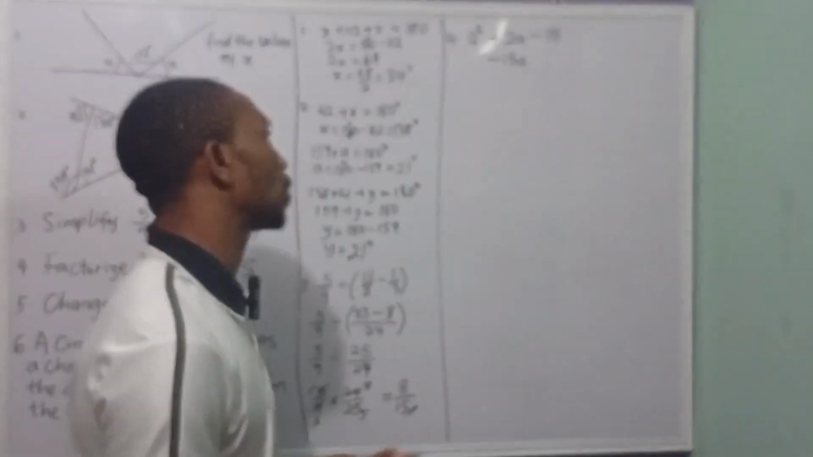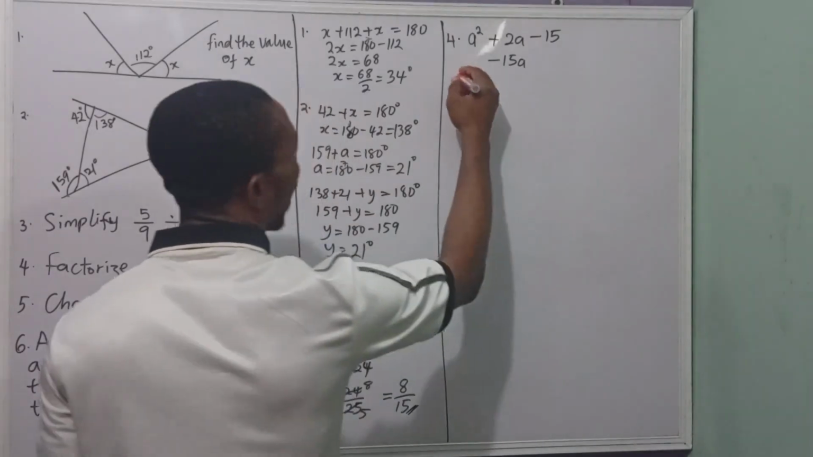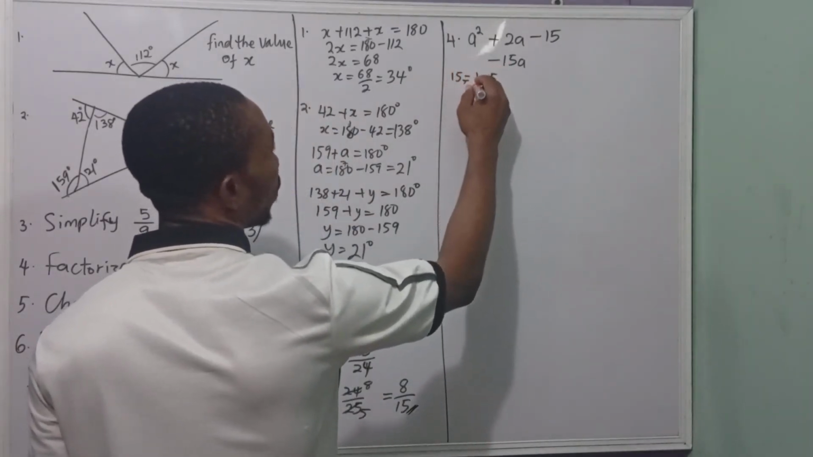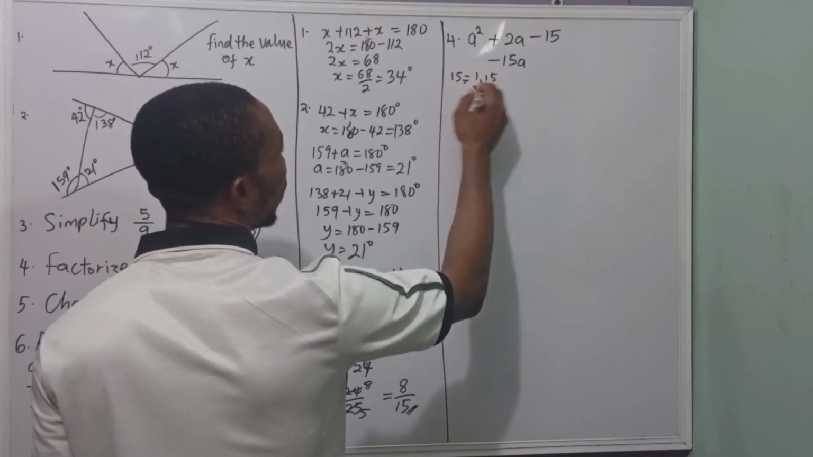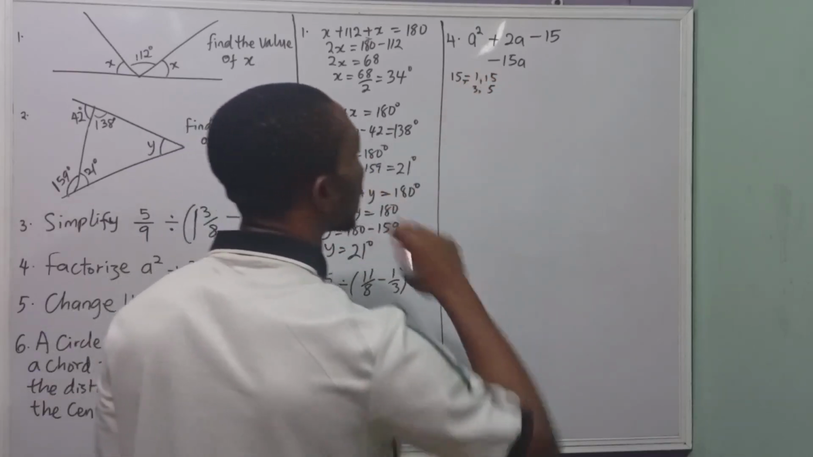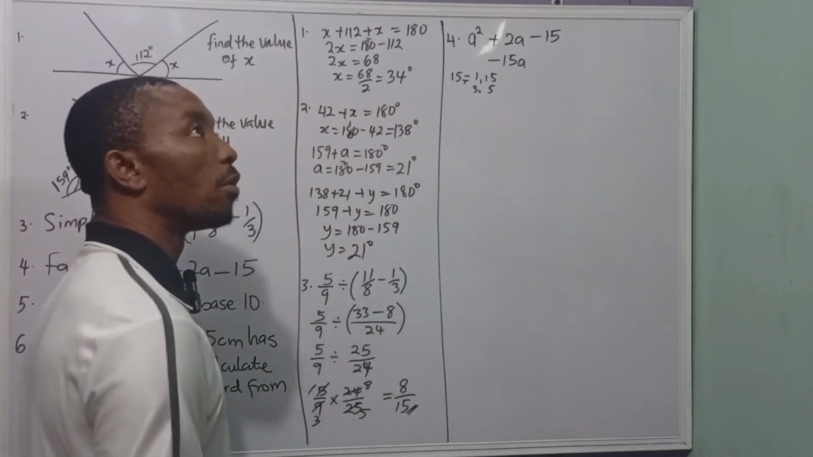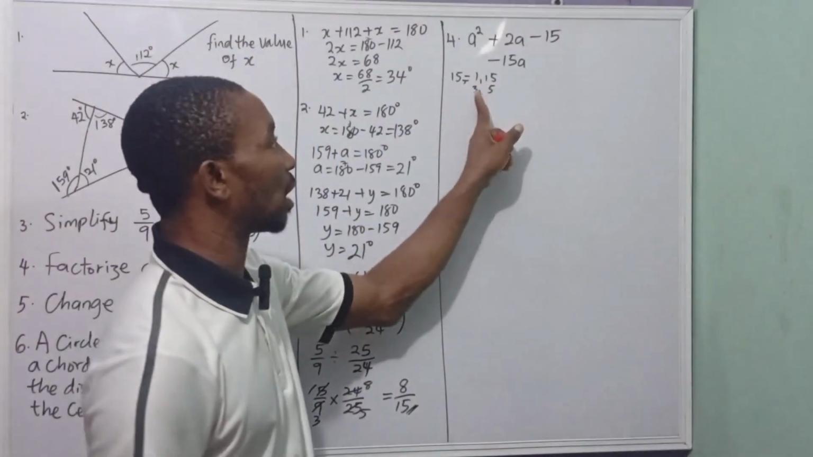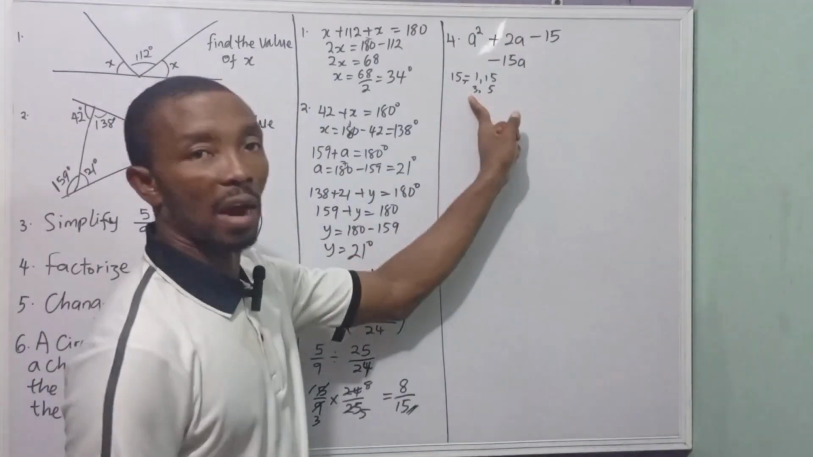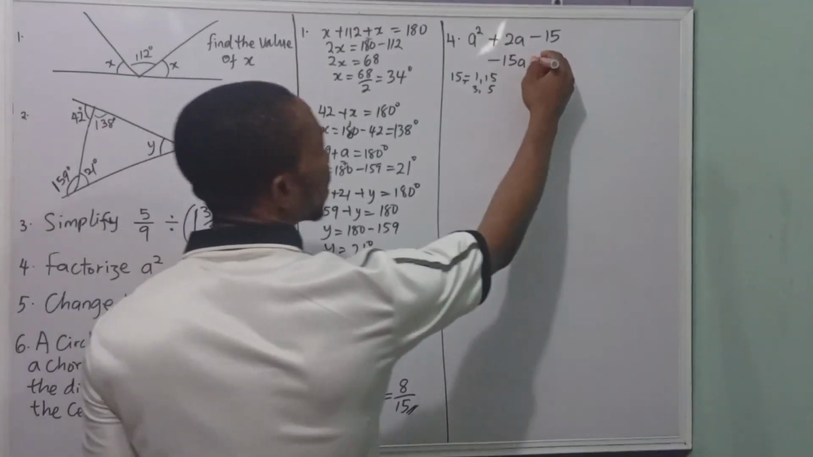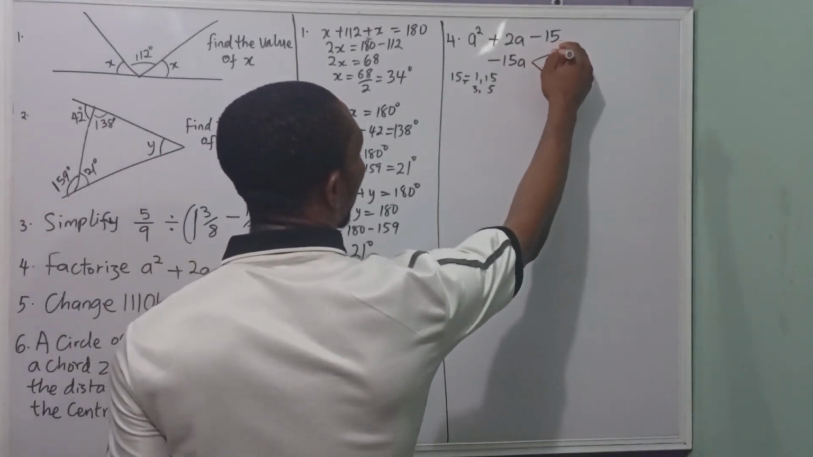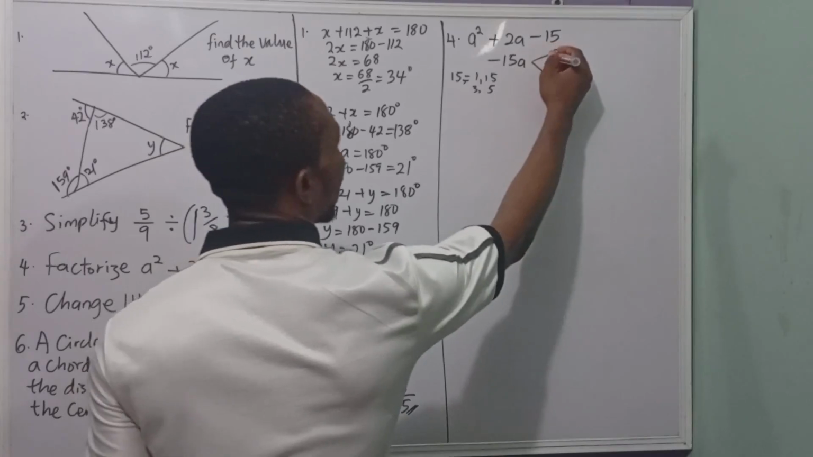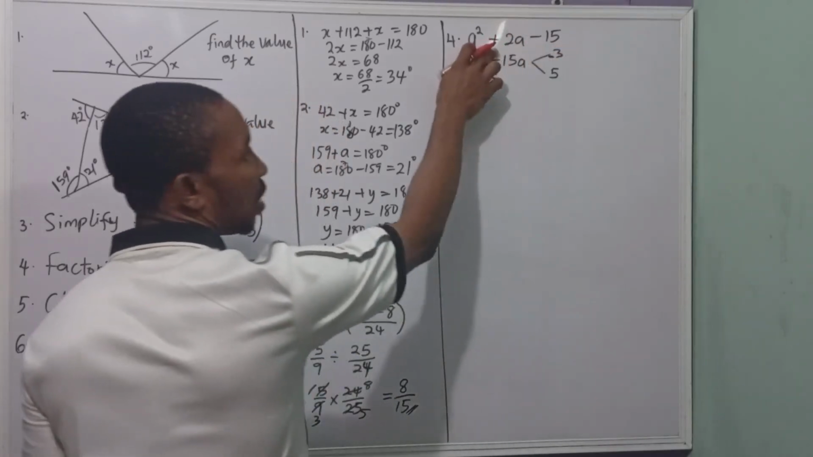So let's look at the multiples of 15. Now for 15, we have 1 and 15, and we have 3 and 5 as our multiples of 15. Now, in these two factors of 15, we have a pair that can give us 2, which is 3 and 5. So now, replacing here, we have 3 and 5. But since this is a minus, the smaller number would be minus, because the 2 is a plus.